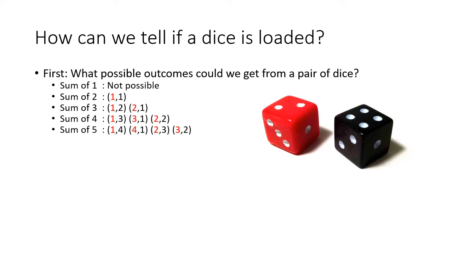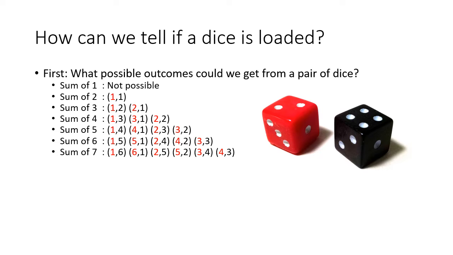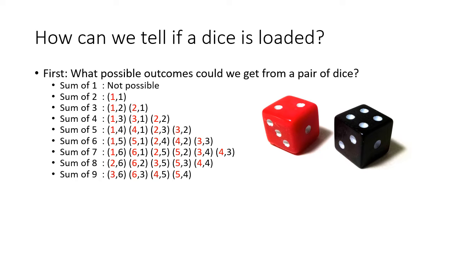We see that a sum of 5 has 4 ways of achieving it. A sum of 6 has 5 ways. A sum of 7 has 6 ways. And from here we start to go down. A sum of 8 has only 5 ways of achieving that sum. Sum of 9 has 4 ways. A sum of 10 has 3 ways. A sum of 11 has 2 ways, and 12 has just 1 way. So the probability of getting a 12 is equal to the probability of getting a 2. And so this is like our sampling distribution.